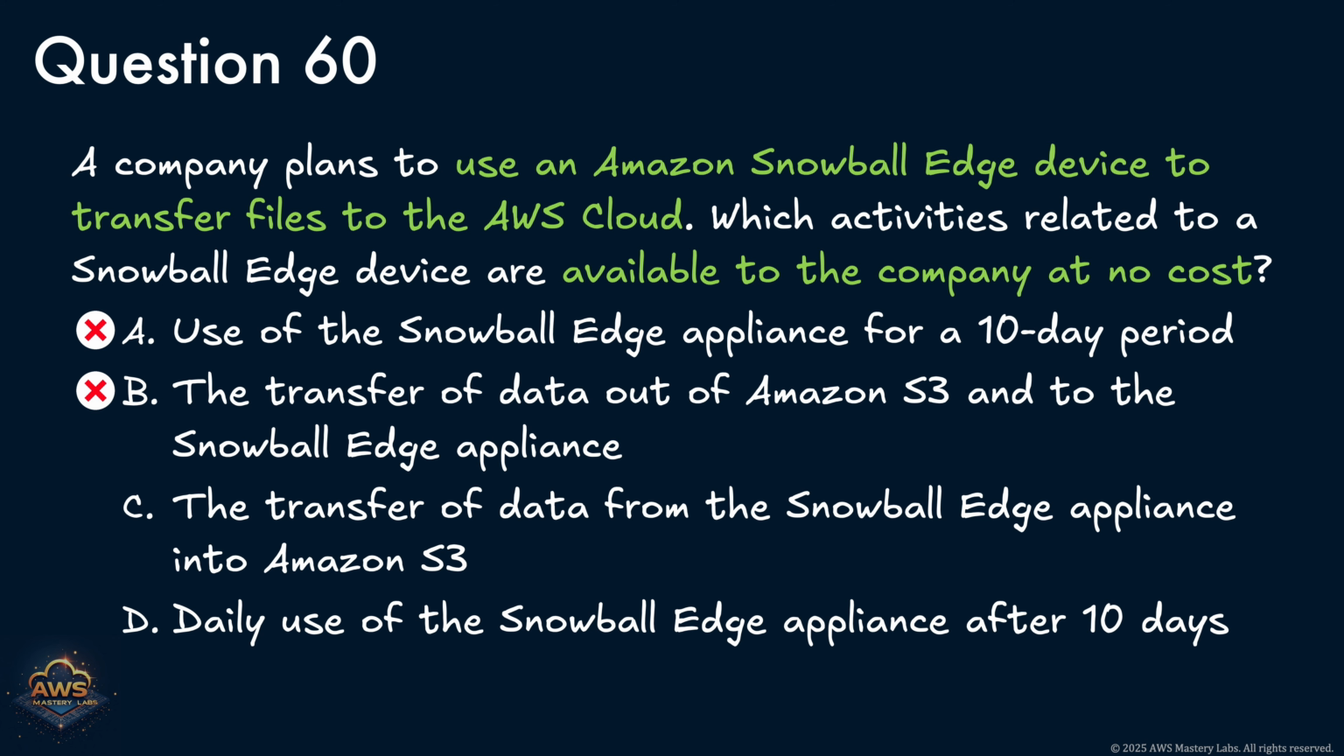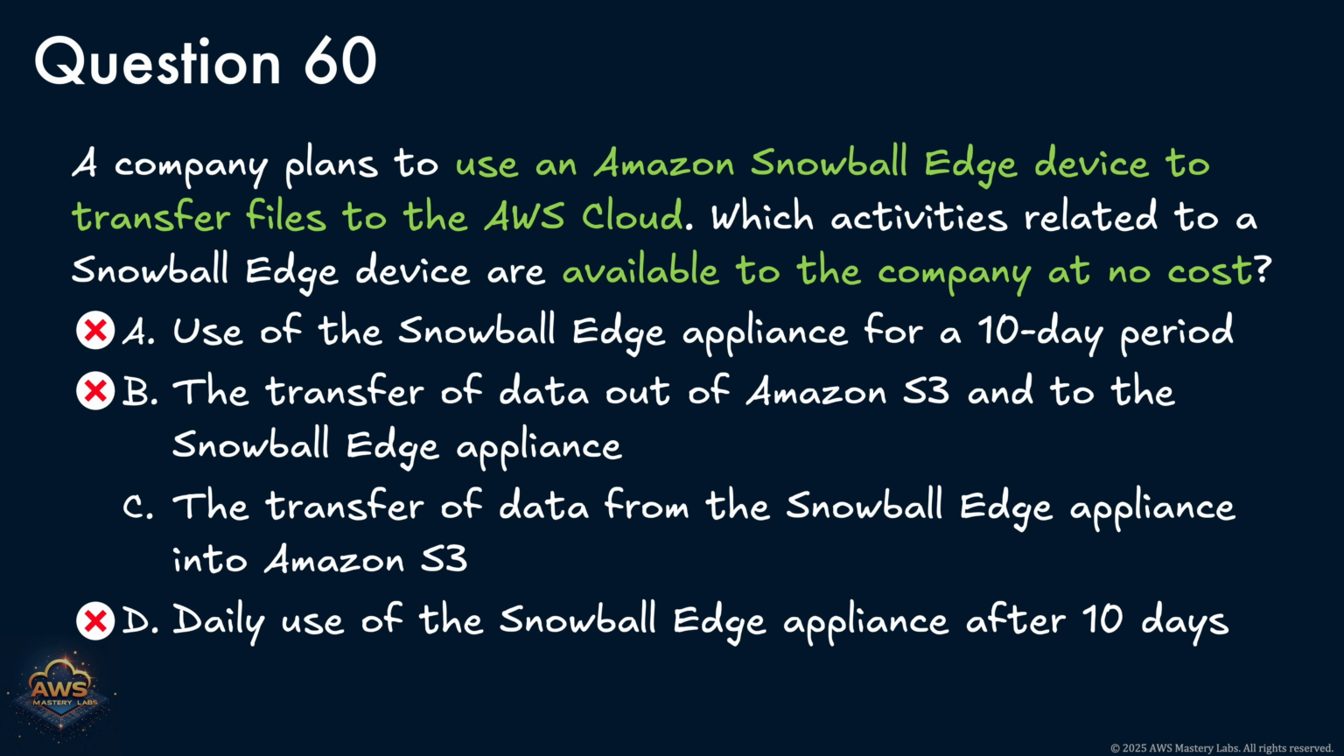Option B. The transfer of data out of Amazon S3 and to the Snowball Edge appliance. This option refers to data being moved out of S3, likely as part of a retrieval operation to Snowball Edge. AWS charges for data egress from S3, especially if you're pulling data for on-prem use. This activity is not free. Incorrect, because transferring data out of Amazon S3 to Snowball Edge incurs data egress charges.